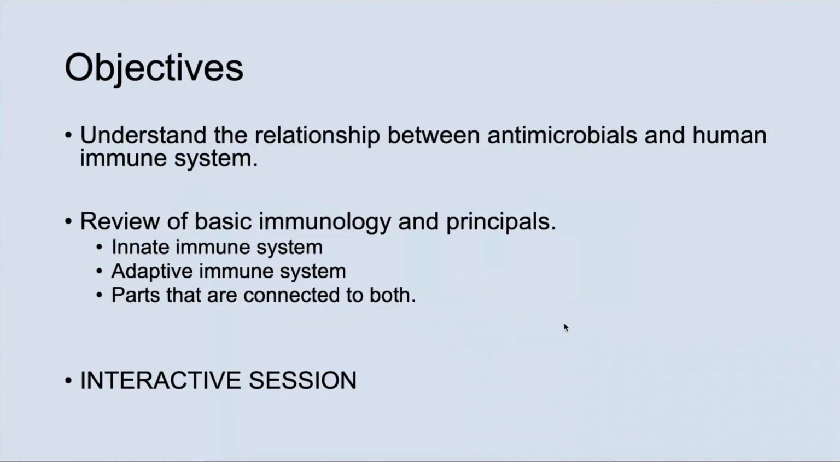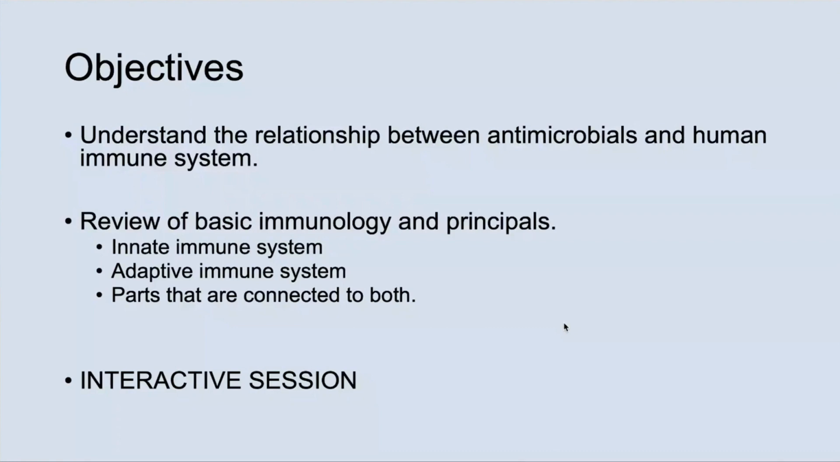So the objectives are to understand the relationship between antimicrobials and the human immune system. We're going to go over basic immunology and the principles for both innate, which is what I call basic immunology 1, and then basic immunology 2 is just adaptive immunology, just an overview, because I could sit here and probably lecture to you for over a year on adaptive immunology. And we don't have the temporal course for that, nor the patience.